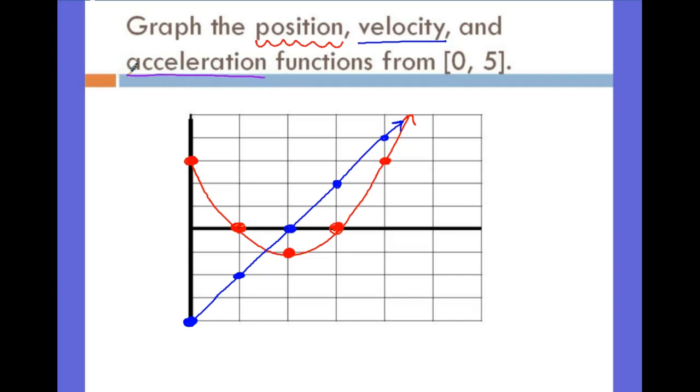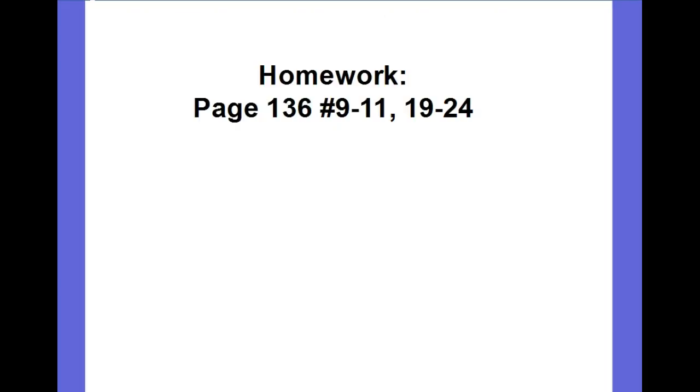Acceleration is the slope of velocity. Well, the velocity is constantly increasing by 2, so this particle is accelerating at a constant rate of 2. There's one more example on the back, and then I'll give you that one.